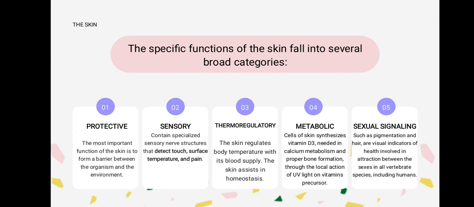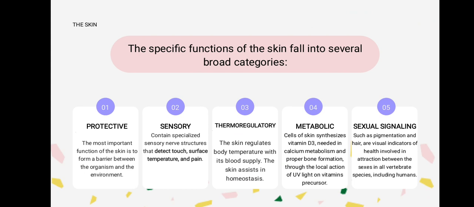Number 3 is thermoregulatory. The skin regulates body temperature with its blood supply, and the skin assists in homeostasis. A constant body temperature is normally and easily maintained thanks to the skin's insulating components. Examples of these insulating components are the fatty layer, the hair on the head, and its mechanism for accelerating heat loss. Acceleration of heat loss means there would be sweat production and such.